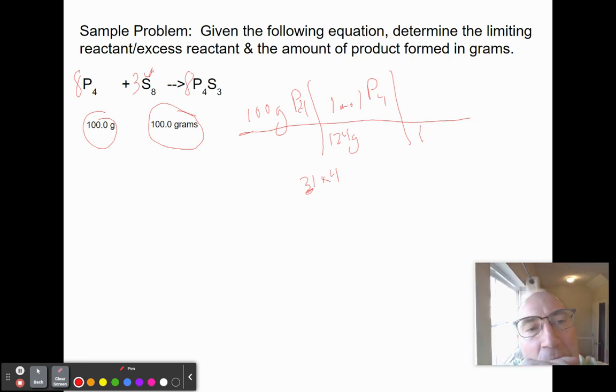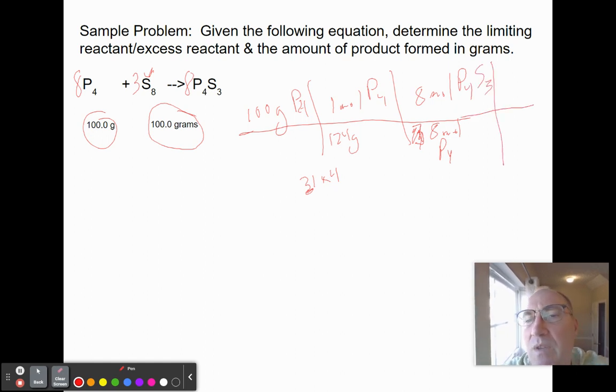Yeah, I think that works. Okay, so then I'm going to do 8 moles of P4 and 8 moles of P4S3. Okay, and then I'm going to do 1 mole and then whatever the molar mass of P4S3 is.